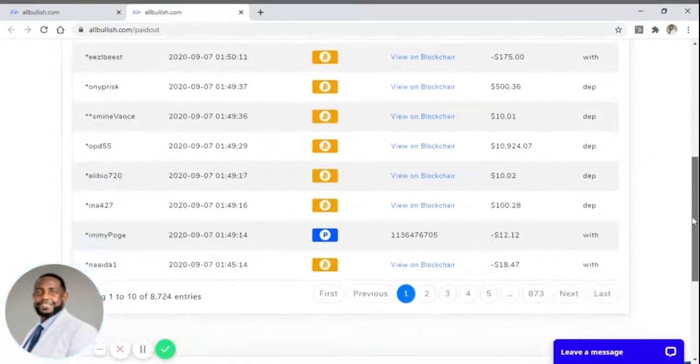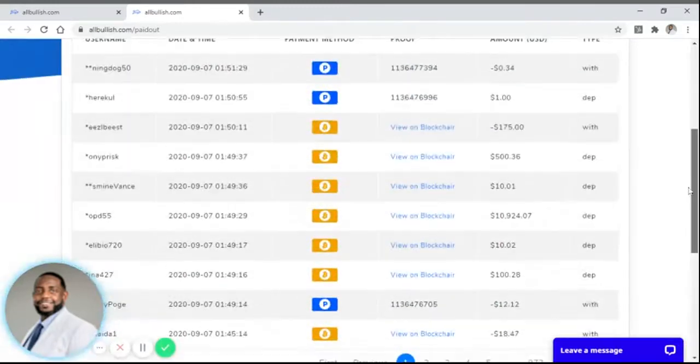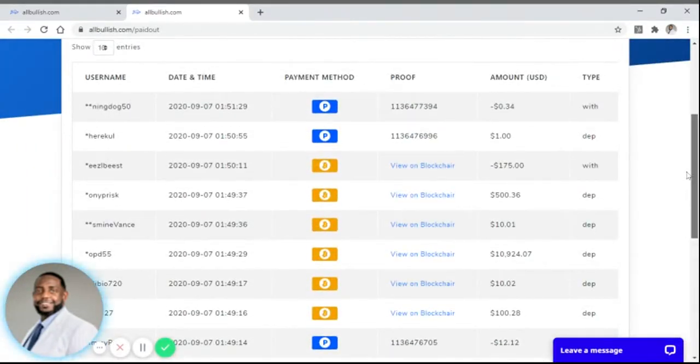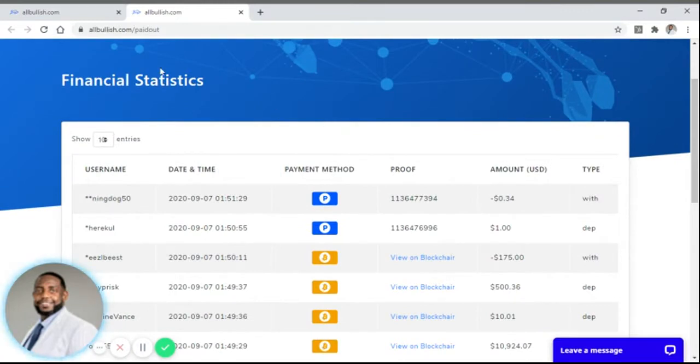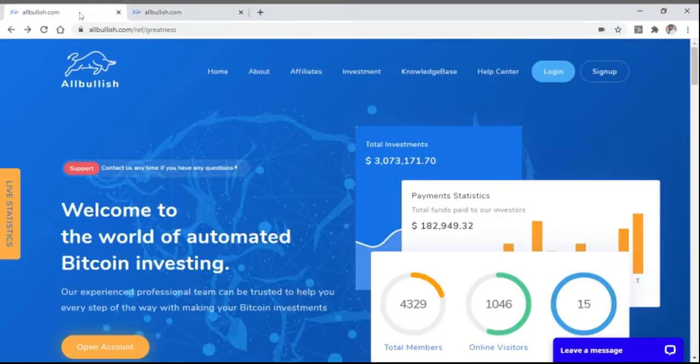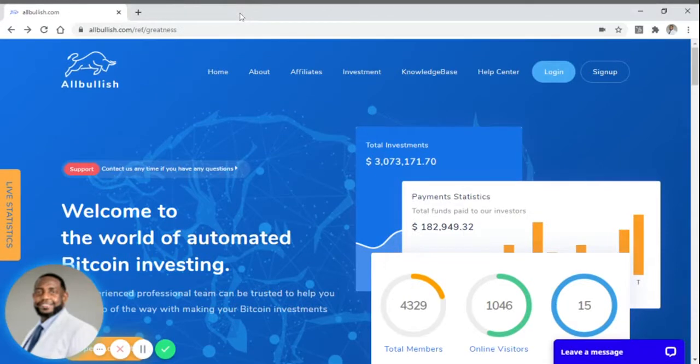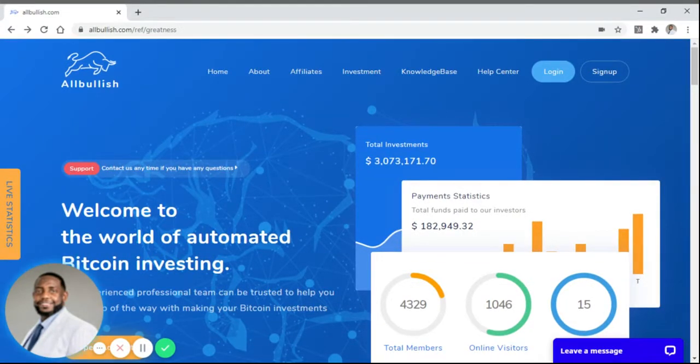So this is just telling you things that are happening right now. And you can see people are making withdrawals, people are making deposits. You see exactly what's going on. So that's a lot of transparency for a very new company. So I think they believe that they need to be very transparent, being that they're very new. This platform has only been online for 15 days. So that can scare a few people when they start investing.